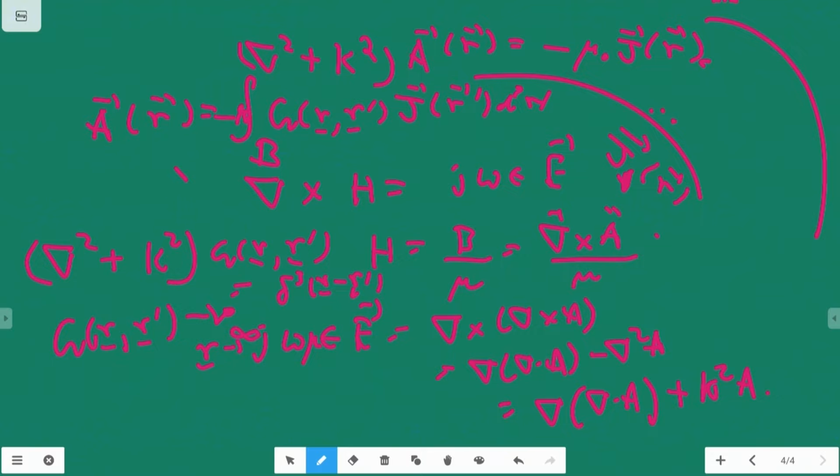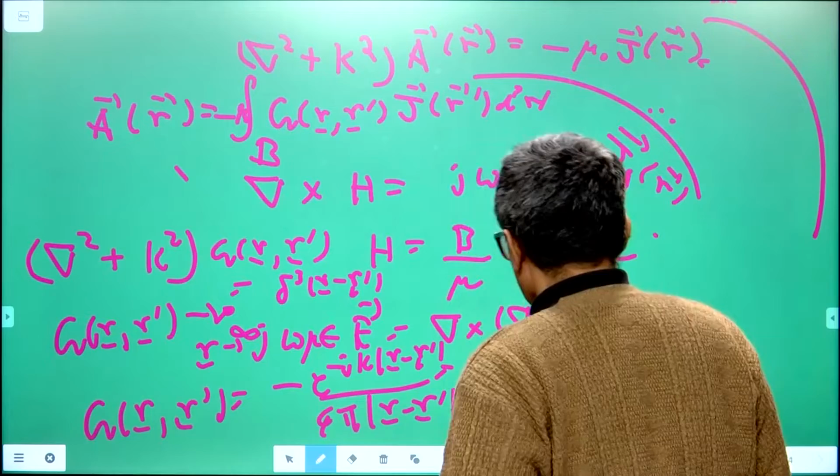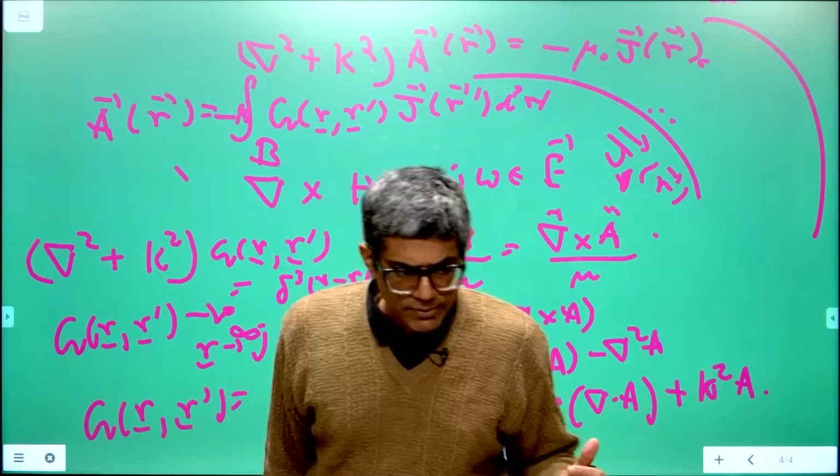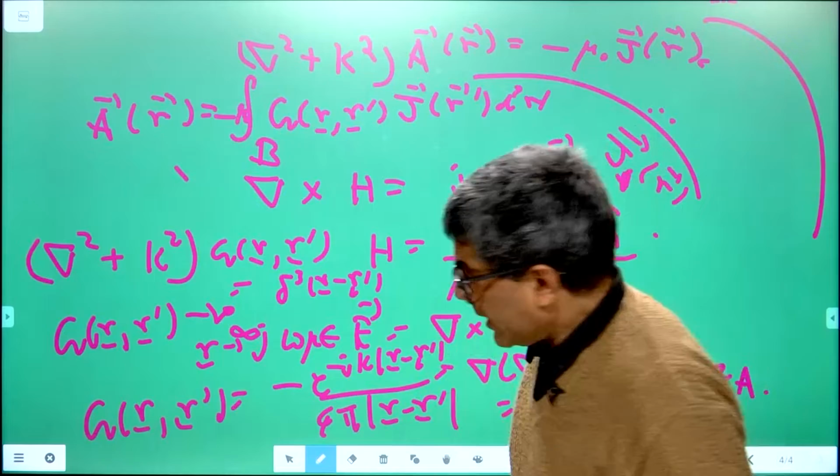And the solution to this is simply given by using Fourier transform. It can be obtained as minus e to the power minus j k mod r minus r prime, divided by 4 pi mod r minus r prime. It is well known. It is equivalent to using the retarded potential solution in the time domain. The retarded potential solution solves Maxwell's equations completely by calculating the magnetic vector potential as well as the electric scalar potential in terms of the electric current density and the electric charge density.